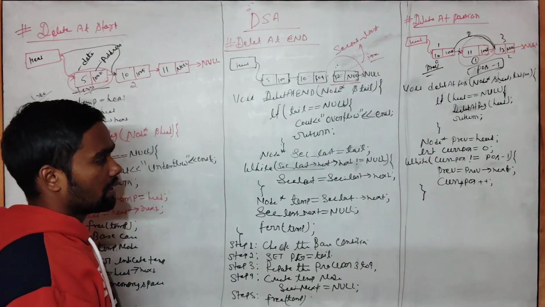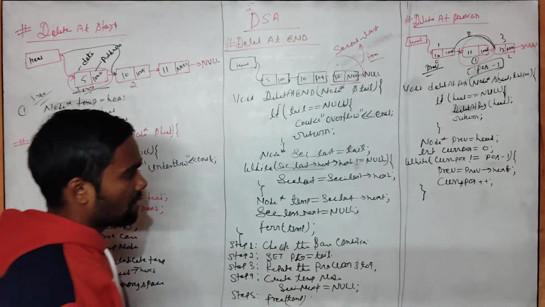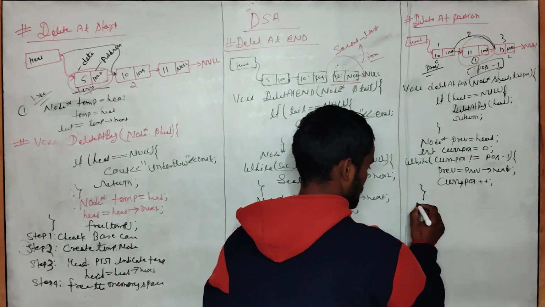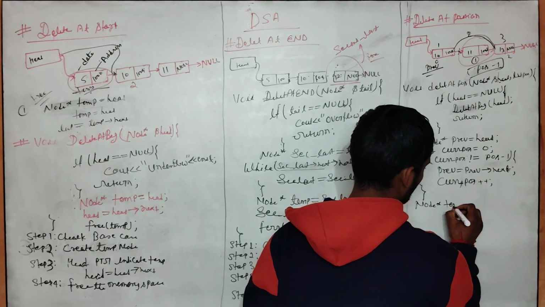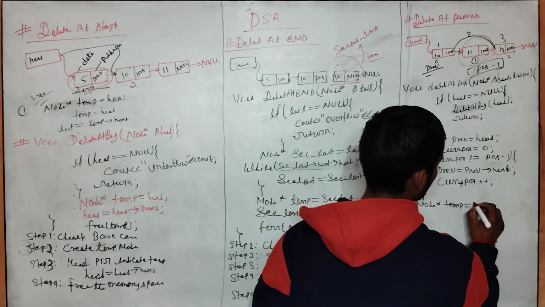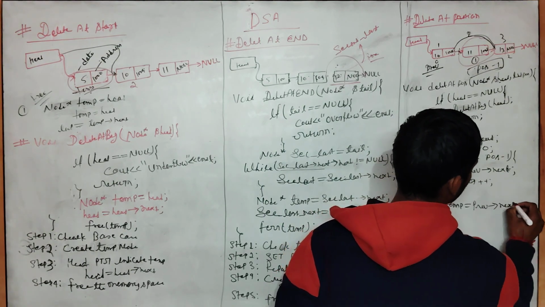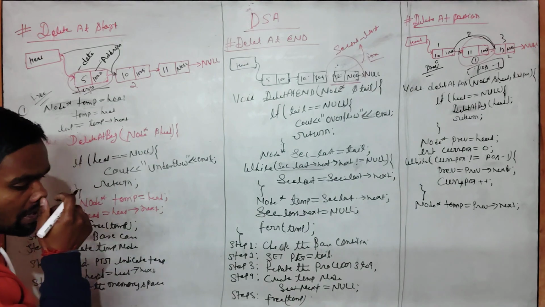Then what will we do here? Next thing, I'm creating one node, which node is temp, and it denotes the previous of next. I'm just creating one node, temp, previous of next. Fine.